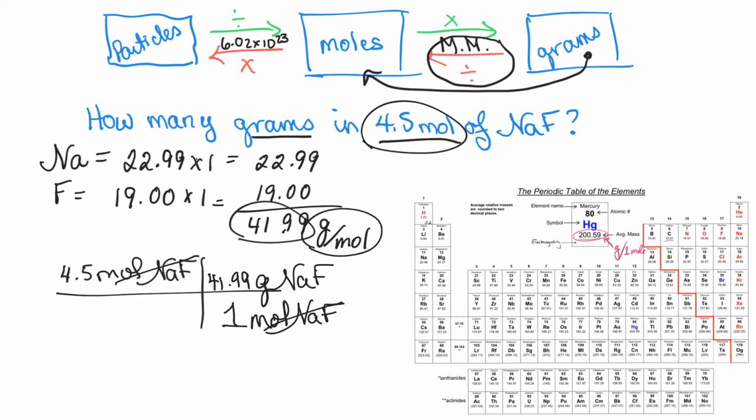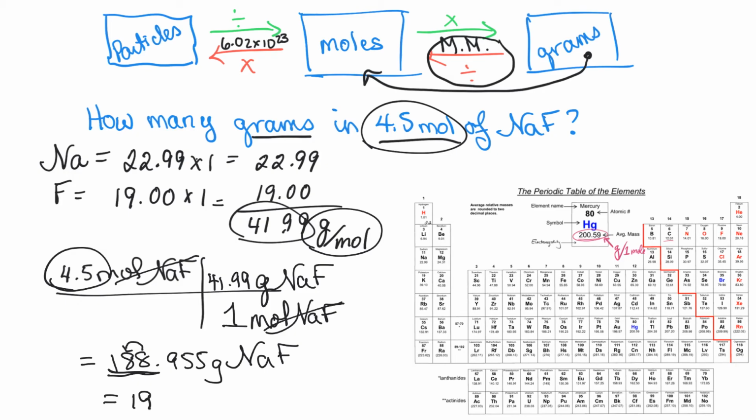Multiply 4.5 times 41.99, and you end up with 188.955 grams of sodium fluoride. Now, remember, we need those sig figs. In this case, again, look at the number we started with, 4.5. That's 2 sig figs. So we're going to take this number and make it into sig figs, right? So there's an 8, and we're going to round up. Now, if you just put 19, it's wrong. 19 is not the same value as 188. It's actually 190 grams of sodium fluoride. If you gave me an answer of 189, that's okay too.